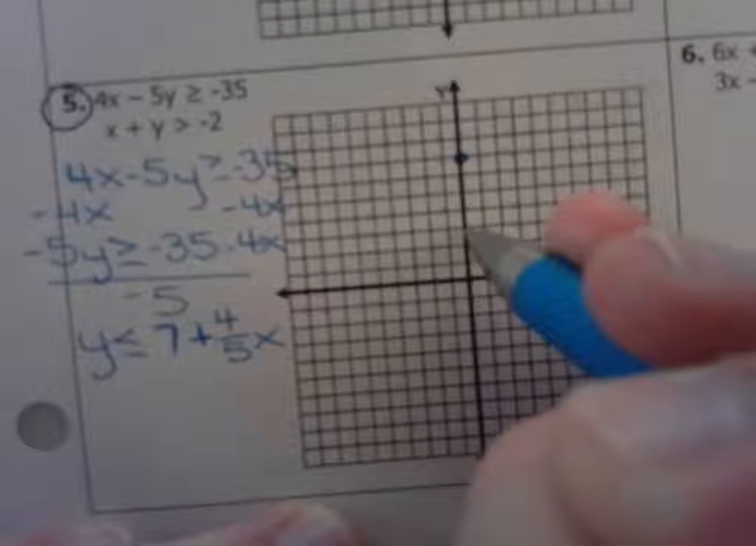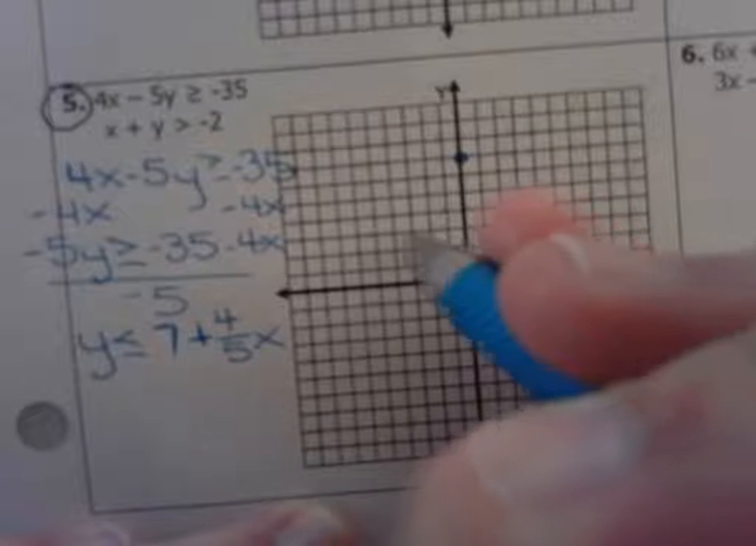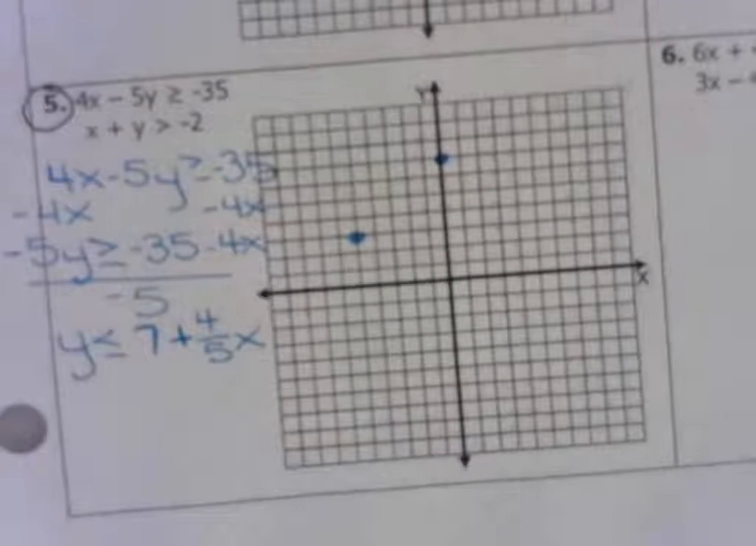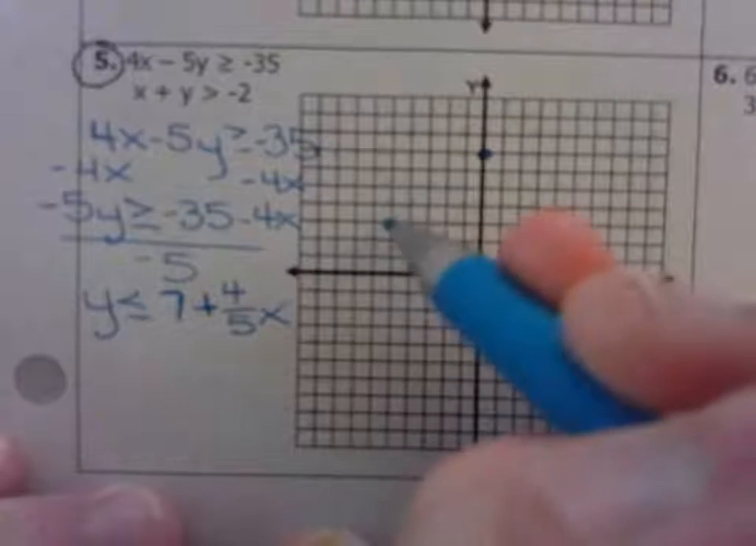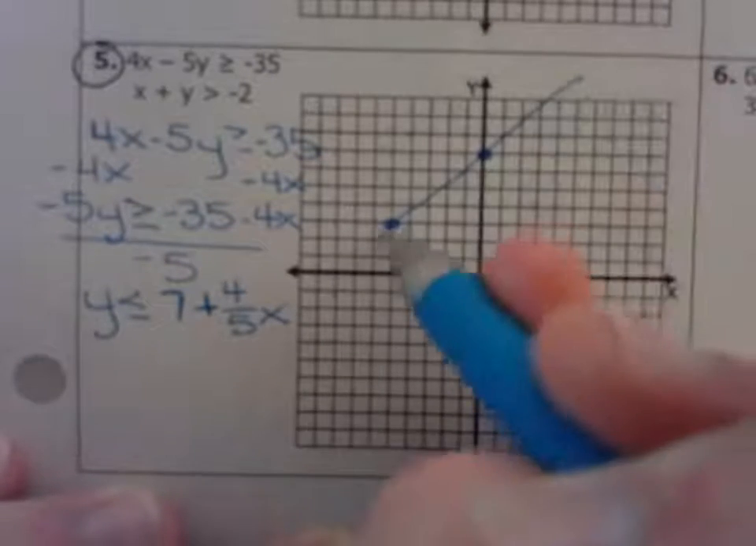Left, because it has to say positive. So if I go down, that's a negative. So I have to go left 1, 2, 3, 4, 5. So if you can't go up 4, right 5, you can go down 4, left 5. Dashed or full? Full, because it's less than or equal to, so it's a full line.